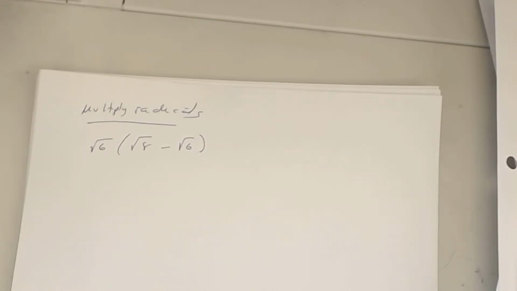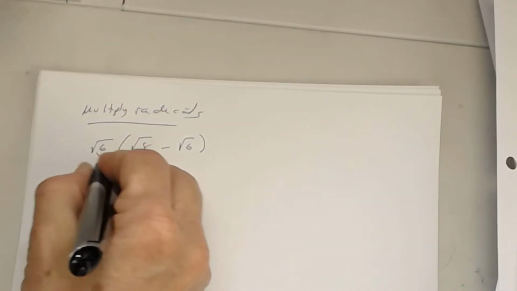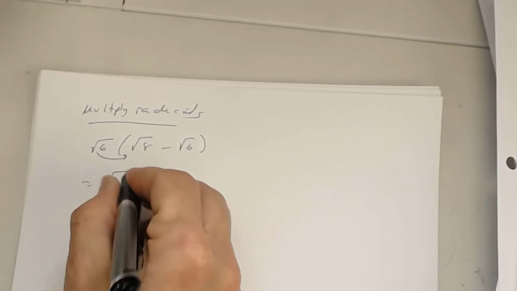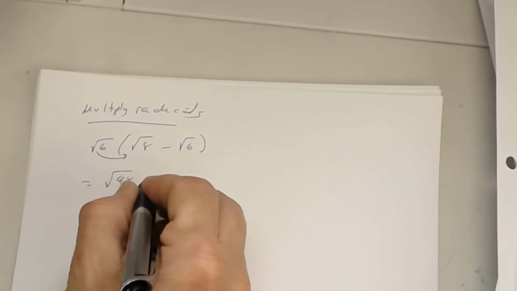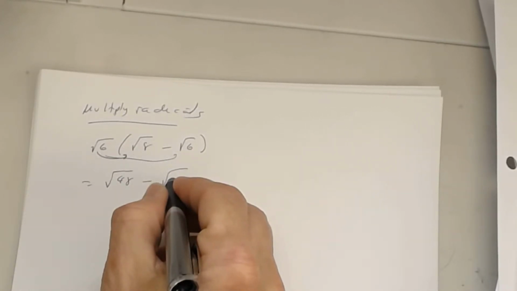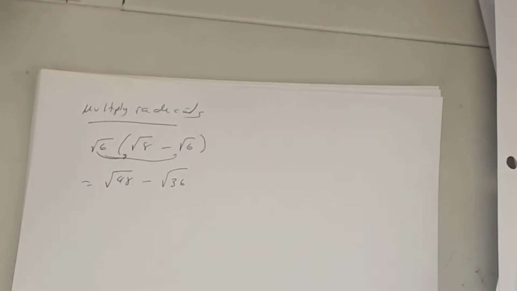So use the distributive property, right? Okay. So what is the square root of 6 times the square root of 8? Square root of 48. Minus, what's the square root of 6 times the square root of 6? Square root of 36. Okay?